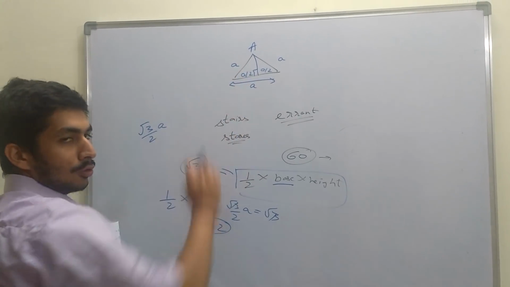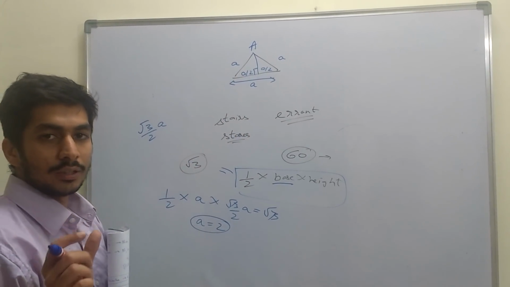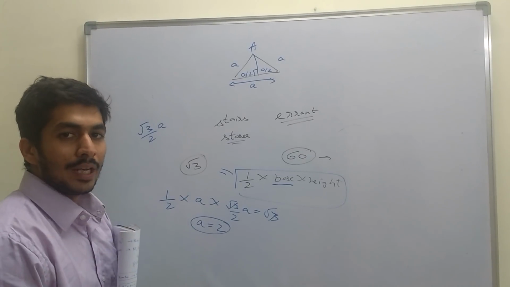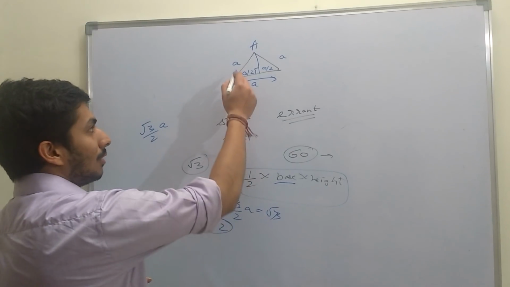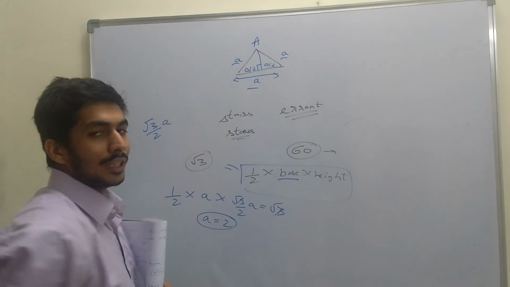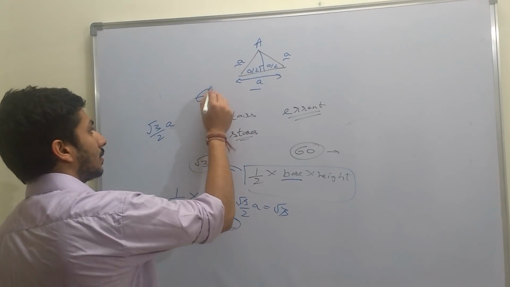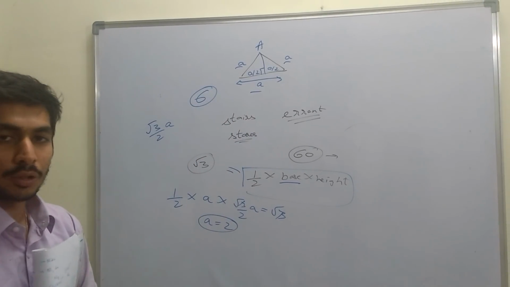So A comes out to be equal to 2. That means the side of an equilateral triangle is 2. And in the question they had asked what is the perimeter of this equilateral triangle. So perimeter will be A plus A plus A, that is 3A, so the answer will be 6. So 6 was the answer for this particular question.